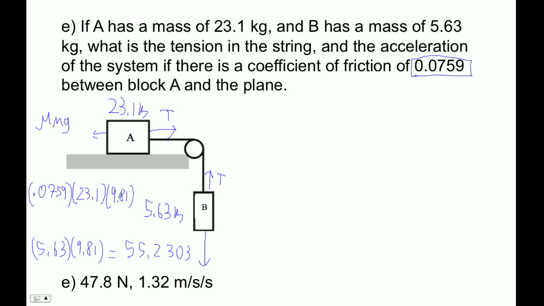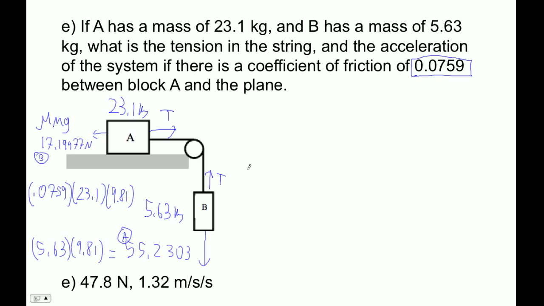Okay, so 0.0759 times 23.1 times 9.81. I'm going to store that in B just for fun. That is 17.19977. Okay, so that force is 17.19977 newtons. I stored that guy in my memory location B. I've stored this guy in A.